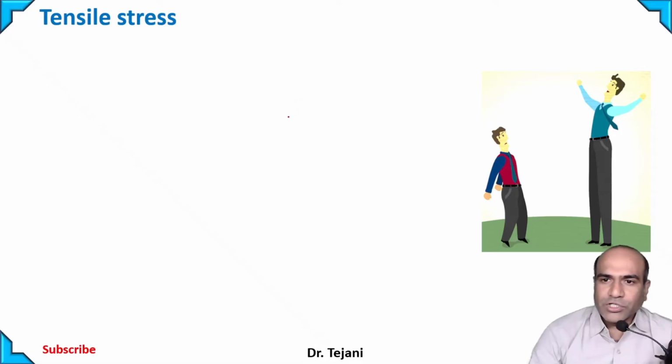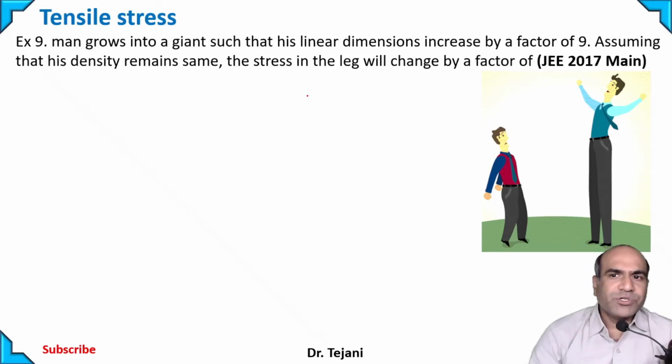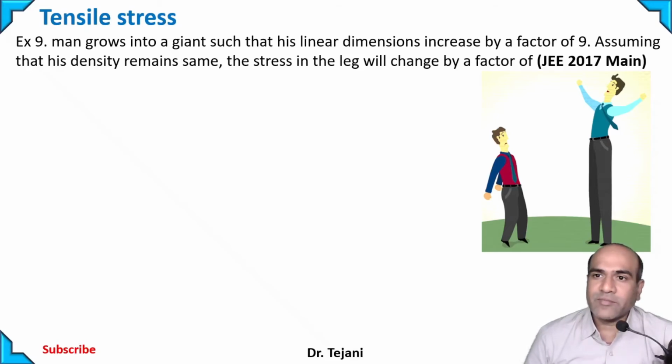Oh, one short boy and tall man, or both are men? I don't know. That's your question. Oh, example number 9. Again, it is JEE 2009 17 main.